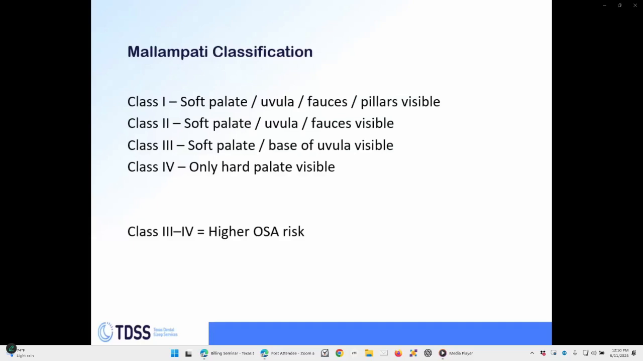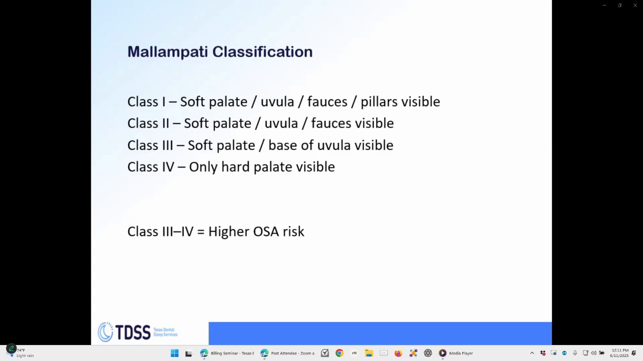No saying ah. Because saying ah actually tenses and lifts the soft palate, which can artificially improve the view. You want to see it in its relaxed state. Then you classify what you can see into one of 4 classes. Class I is the best view. You can see everything: soft palate, uvula, fauces, those arches on the sides, the tonsil pillars. Class 2, you see the soft palate, uvula, and fauces, but the pillars are hidden.